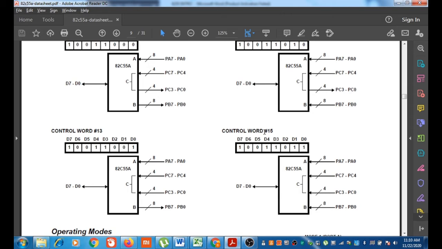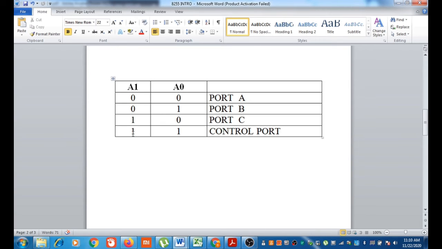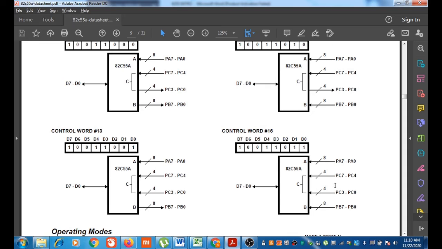Okay, what is done in control word 15? This is to configure. That means if you write this control word to 8255, see, the control word is selected when your internal address lines A0 equal to 1, A1 equal to 1. So with this control word 15, port A is configured as input port, port C configured as input port, port B configured as input port.